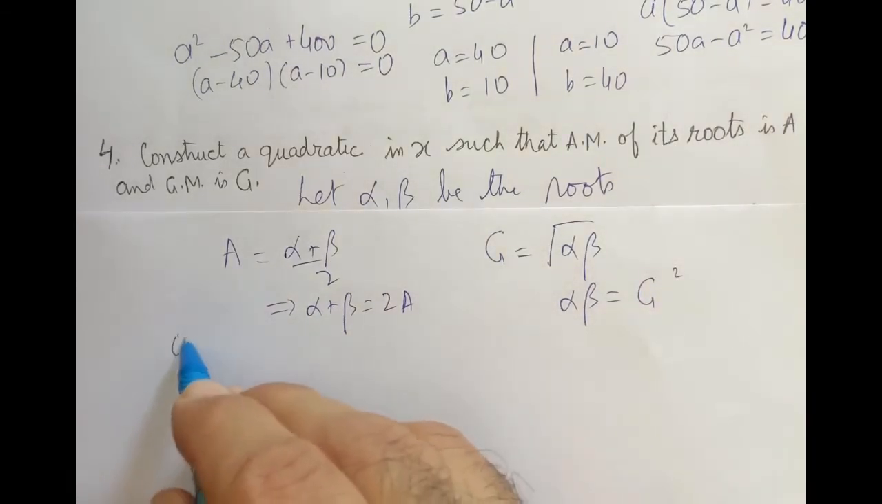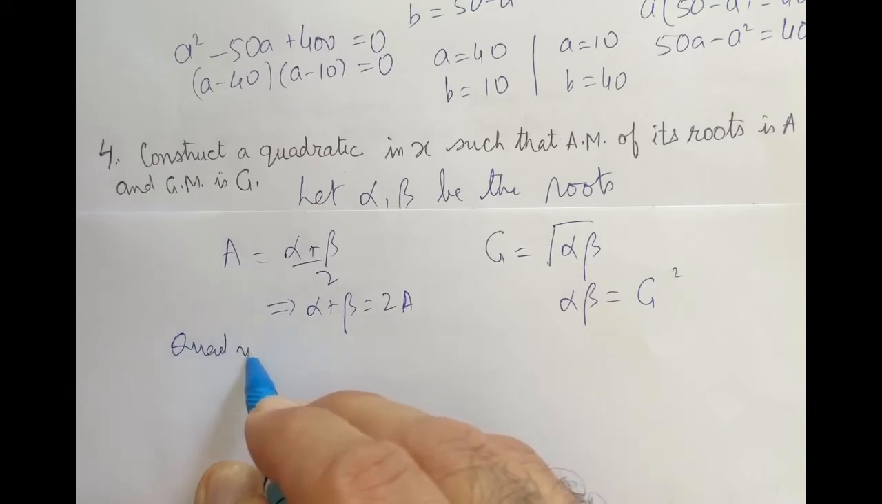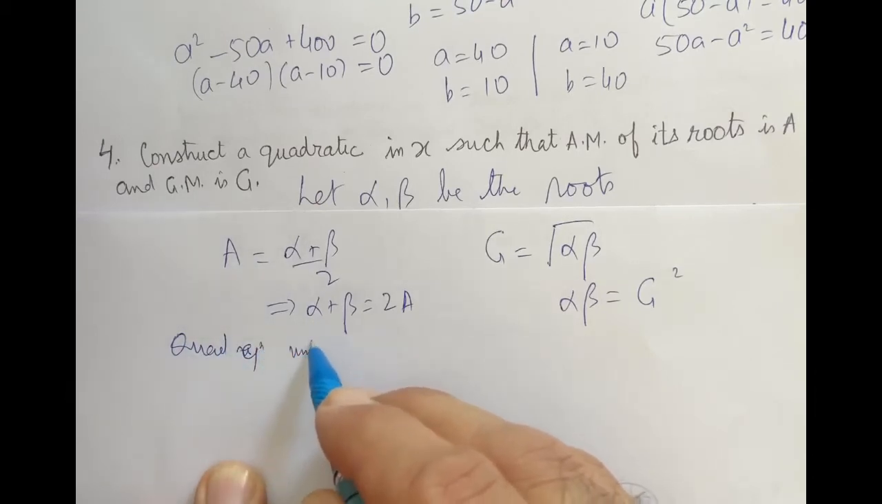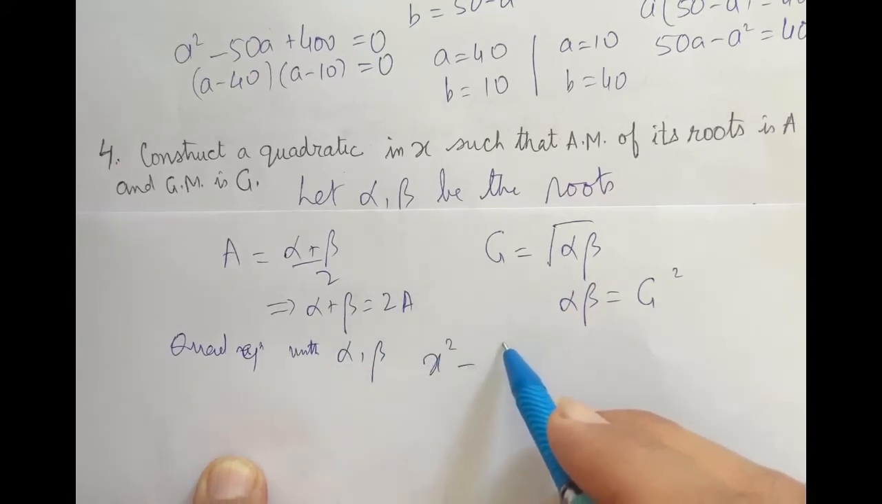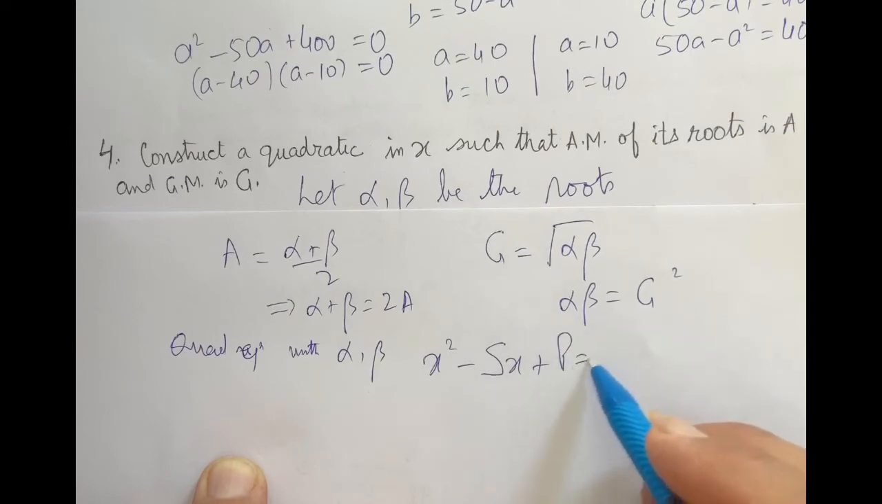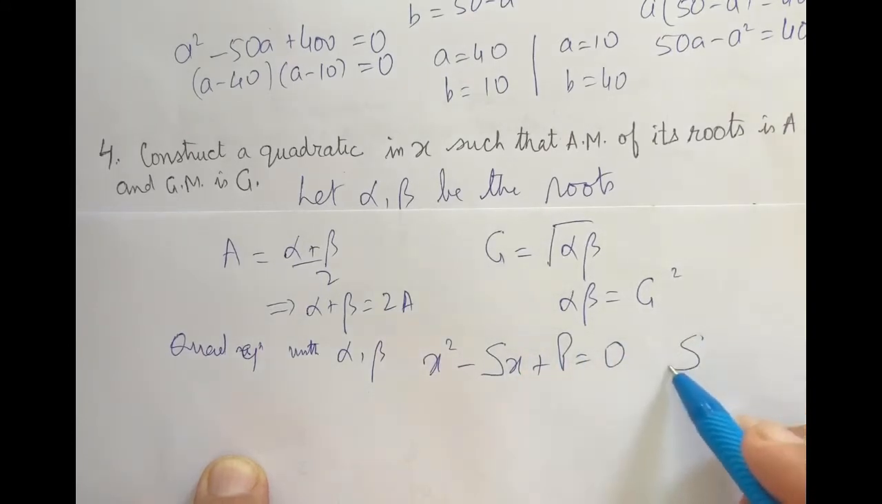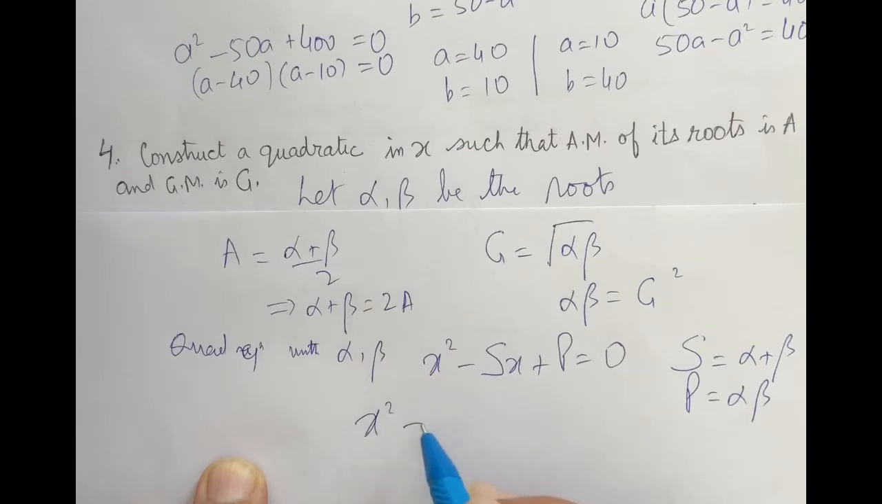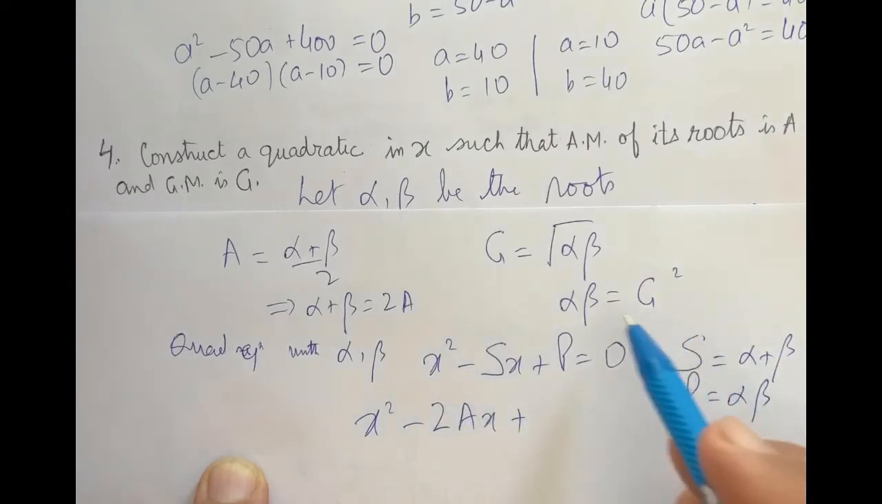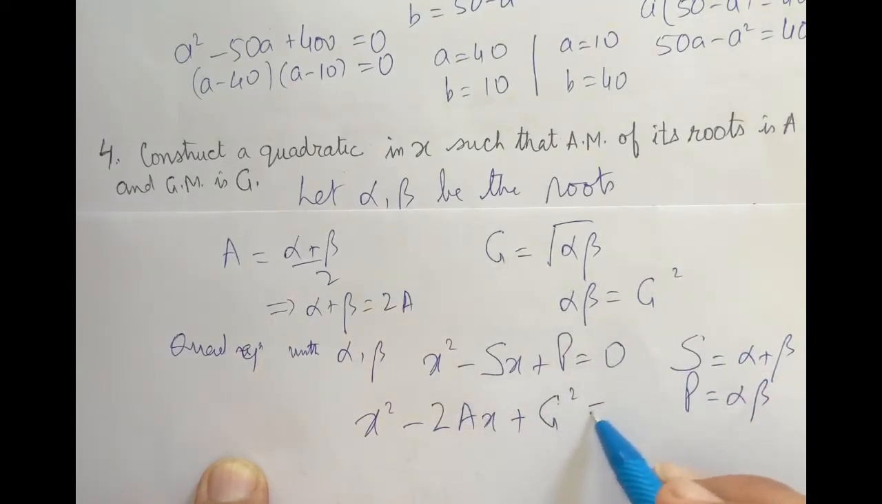Now a quadratic equation with roots alpha and beta is given by x square minus S into x plus P equal to 0. You must have learned this formula. S is the sum of roots, alpha plus beta, and P is the product of roots, that is alpha into beta. So we know these values. Sum of roots alpha plus beta is 2A. So it's x square minus 2Ax, and product of roots is G square. This is equal to 0. So this is the required quadratic equation.